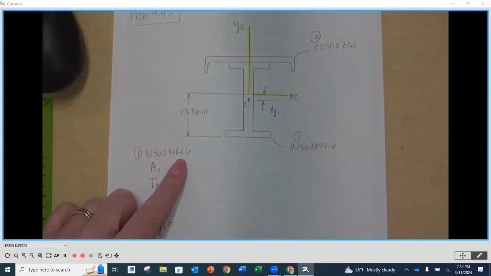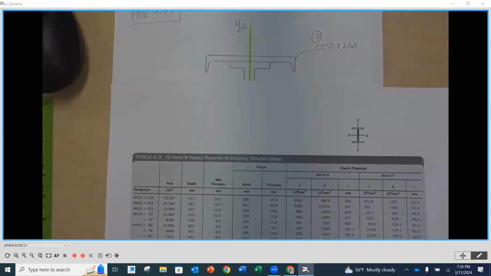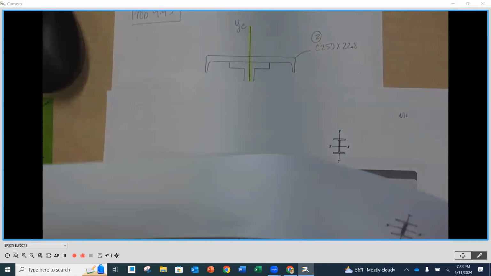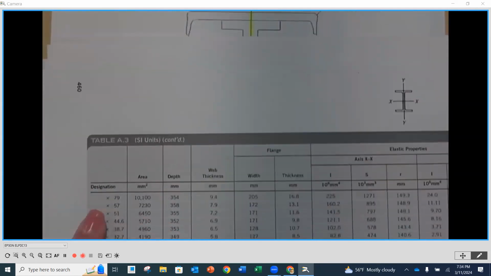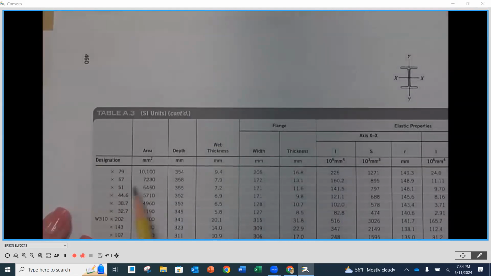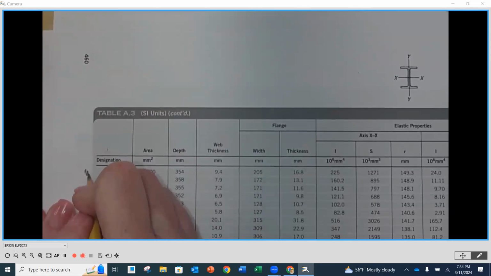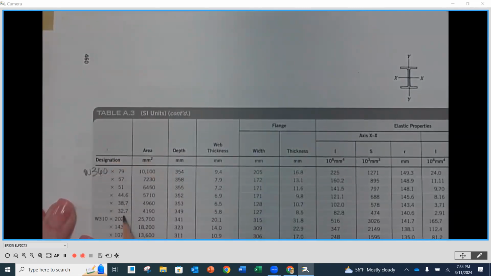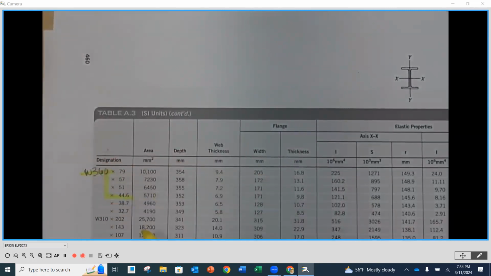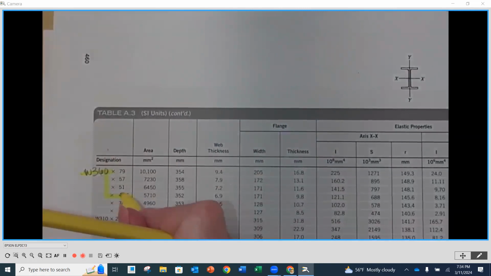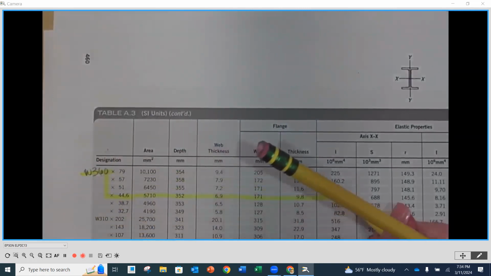We need 44.6. So we're going to turn the page, and you'll notice that it doesn't re-identify the W360, but it continues on. So these are W360s on the next page. It's going to continue on, and we have the 44.6. This is on page 460. This is going to be the row that we're going to focus on.